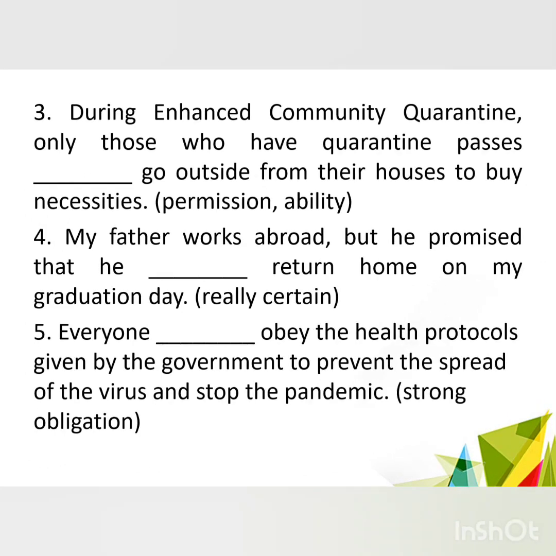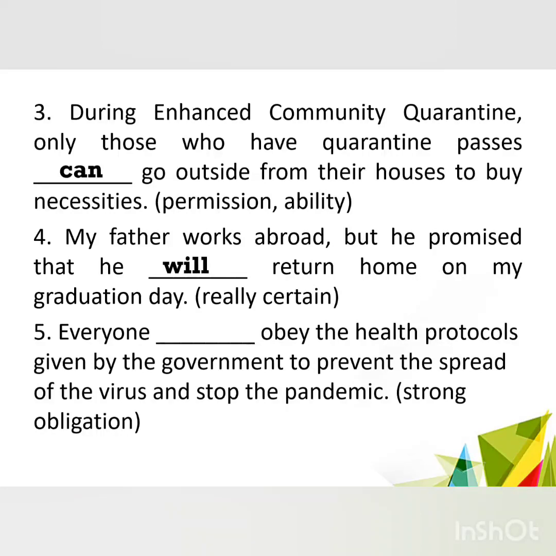Number 3. The function clue is permission or ability. Now, what is the best modal for this sentence? That's right, can. During enhanced community quarantine, only those who have quarantine passes can go outside from their houses to buy necessities. And for number 4, the function clue given is really certain. Just like in number 1, the answer is will. My father works abroad, but he promised that he will return home on my graduation day.